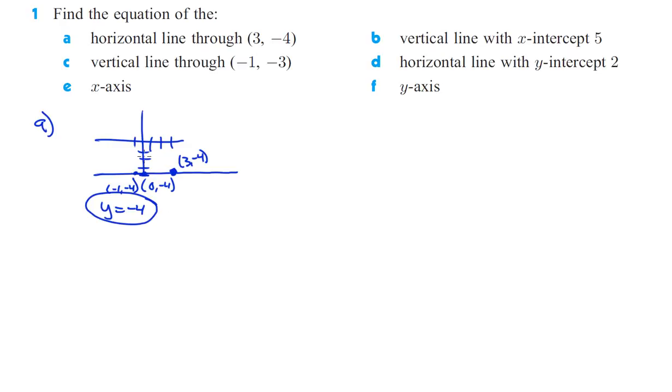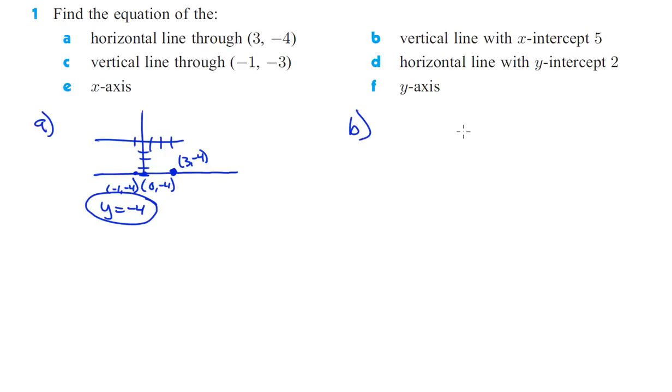A little bit different way to do this, and here's how I often think of it: this line is crossing through the y-axis, so I know it's going to be y equals, and it's whatever the y value is, so it's y equals -4. Okay? Let's try B.